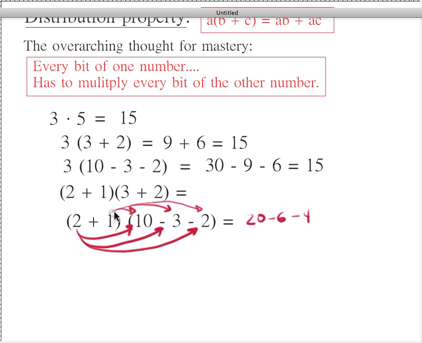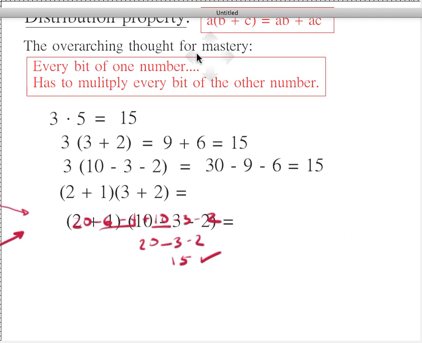And then we're multiplying all of these 3 terms by 1, so they're not going to change. And we're really just going to get 10 minus 3 minus 2. And of course the 10 is positive. 20 minus 10 is 10, and 10 plus 10 is 20. And so we have 20 minus 3 minus 2, or 20 minus 5, or 15. And so you can see I multiplied a binomial by a trinomial, and I simply used this piece of thinking right here. Every bit of one number has to multiply every bit of the other number. That's this distribution property.